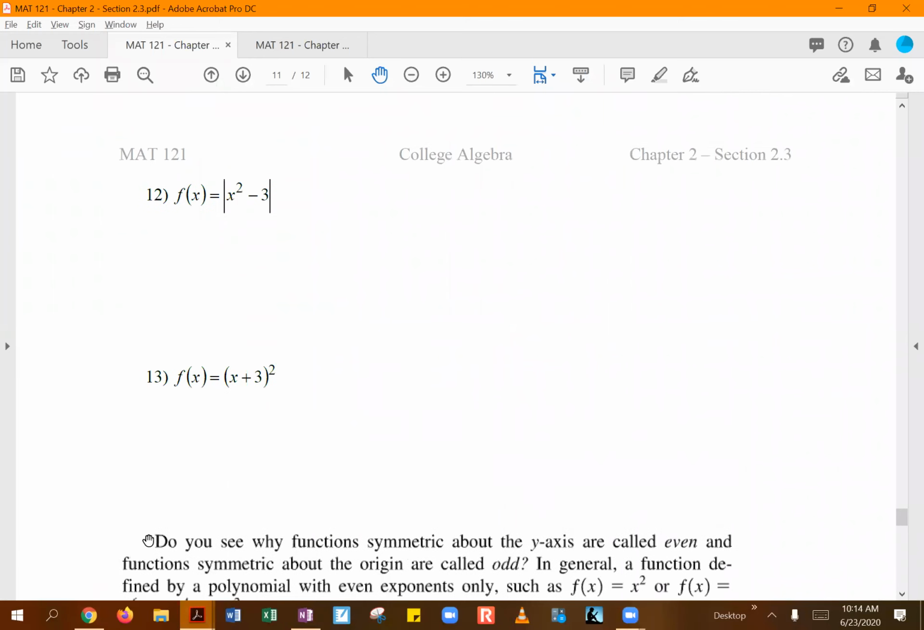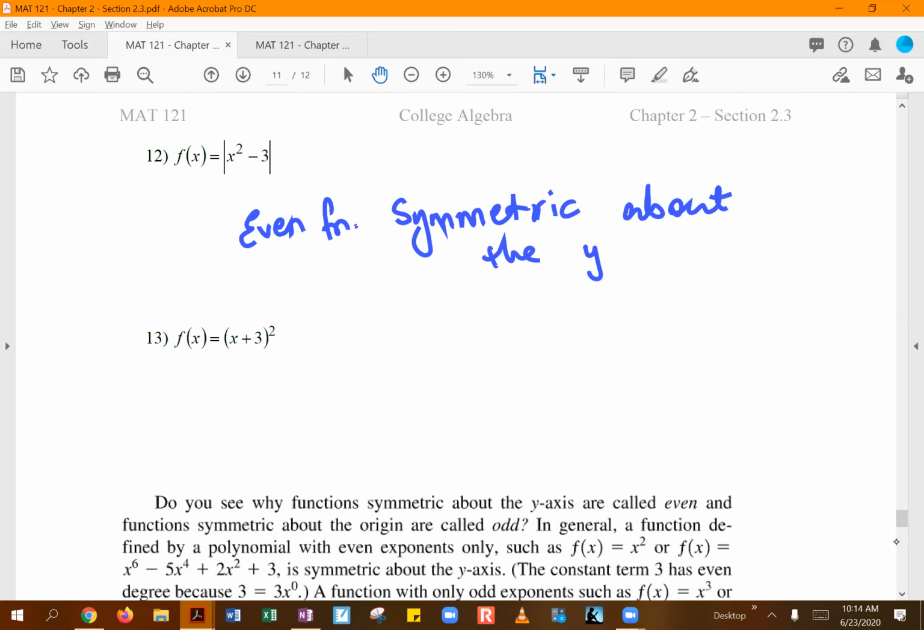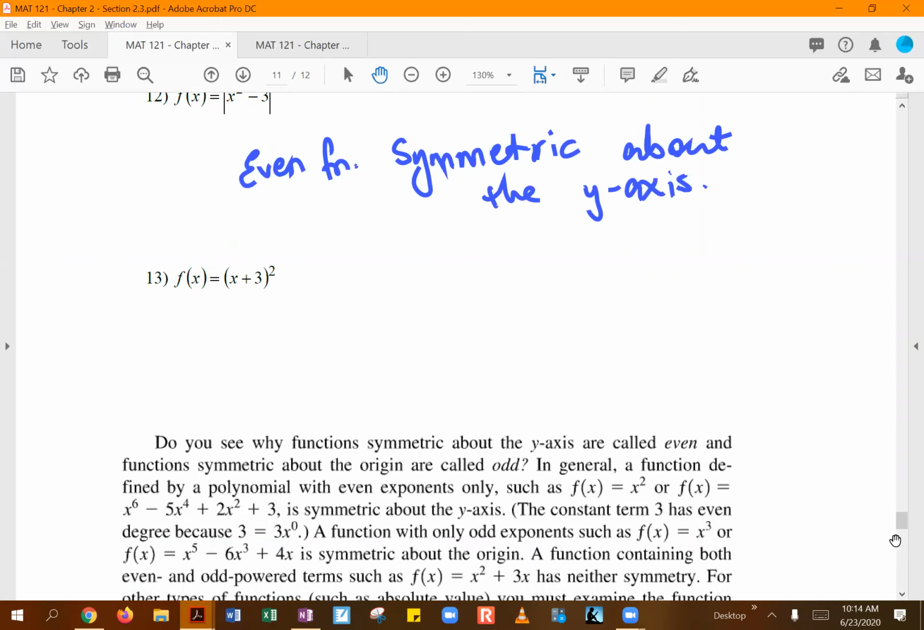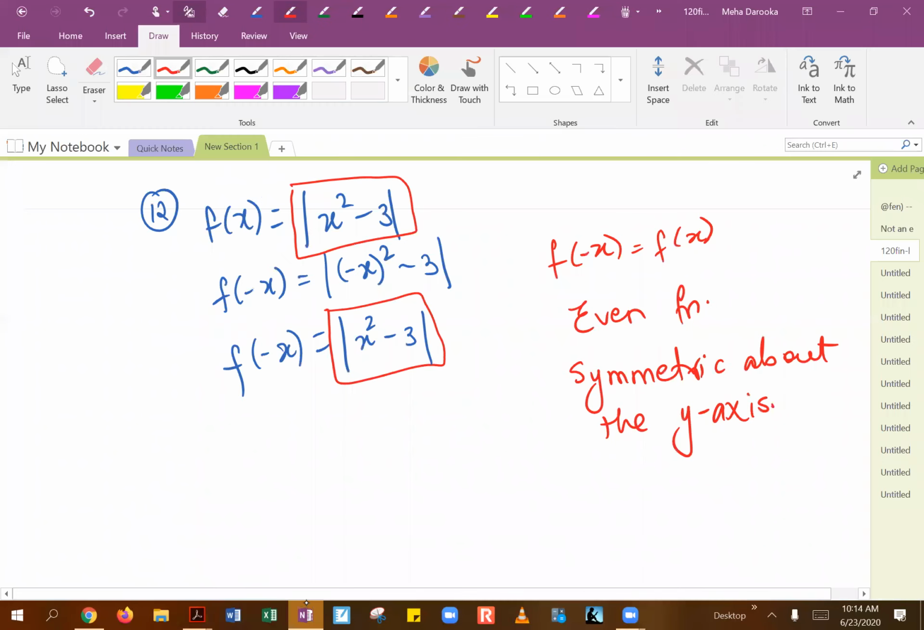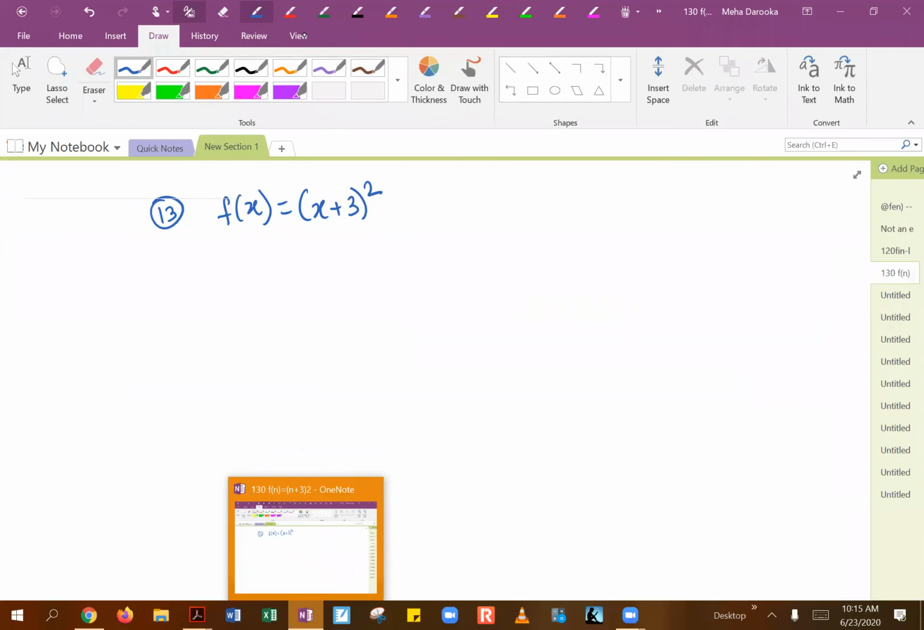All right, so let me see what you guys come up with for number 13. What's your conclusion on that? What happens when you put negative x in?